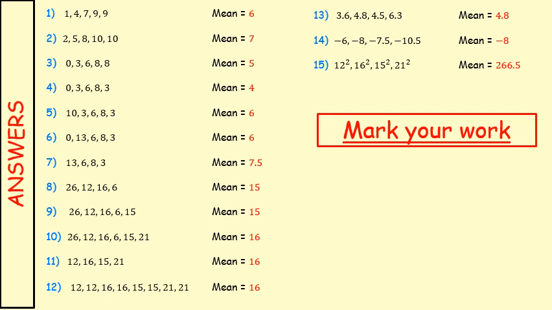For question 15, 12 to the power of 2 means 12 times 12, so actually you're adding 144, and then 16 squared, and so on. So you're squaring those numbers first, then adding them, and then dividing by how many there are. So a little bit trickier there at the end.